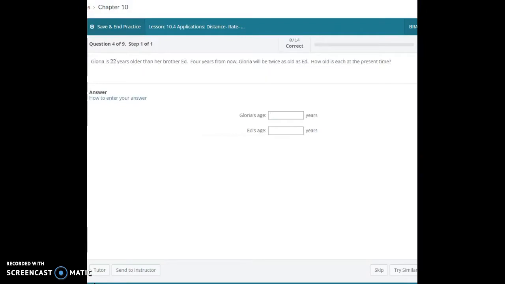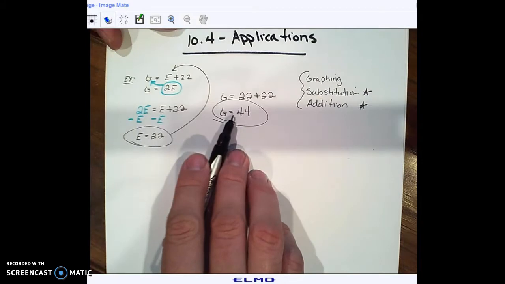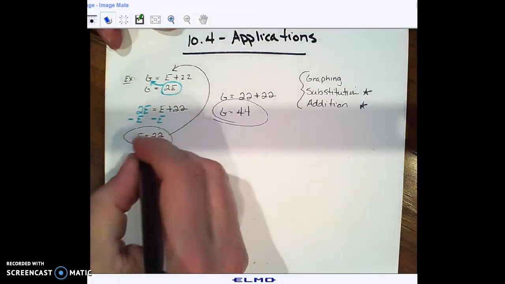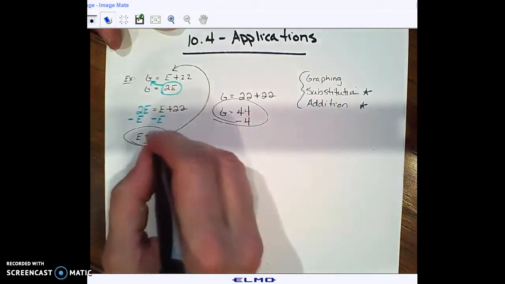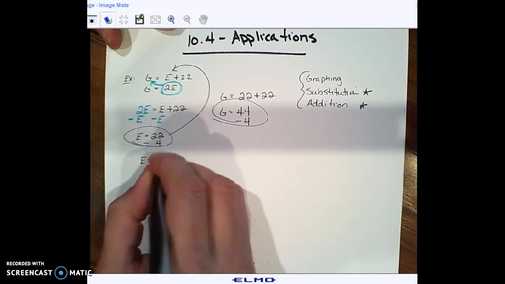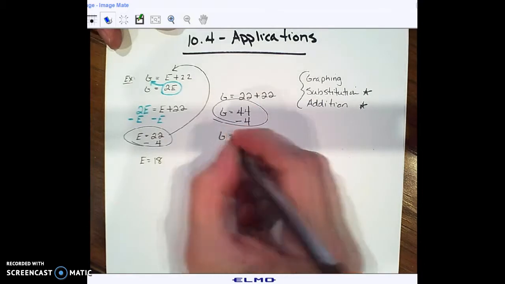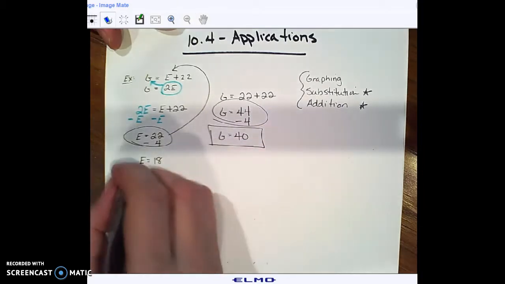Now, we've introduced a little bit of error in this problem. Remember, we talked about the fact that this is 4 years from now. Well, we've indicated 4 years, but we never adjusted for that. We need to adjust for that now. So, this is Ed's age in 4 years. This is Gloria's age in 4 years. So to make that correction, all we need to do is subtract 4 years from each of their ages. Well, 22 minus 4 is equal to 18. So Ed is currently 18. And Gloria is 40 years old. Okay, that is an age-style question. This is our final answer.